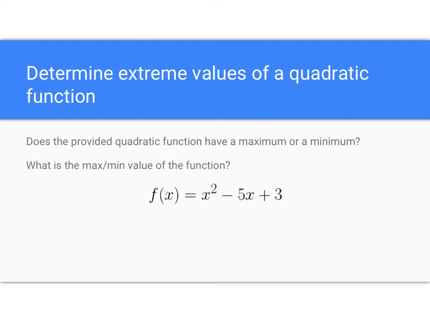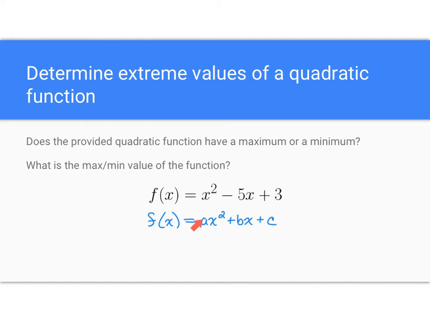Here, we're given a quadratic function. It is provided in general form. So general form, ax squared plus bx plus c. So we want to know, does it have a max or a min? Quadratics will never have both. It'll have either a maximum or a minimum, and then what is it?